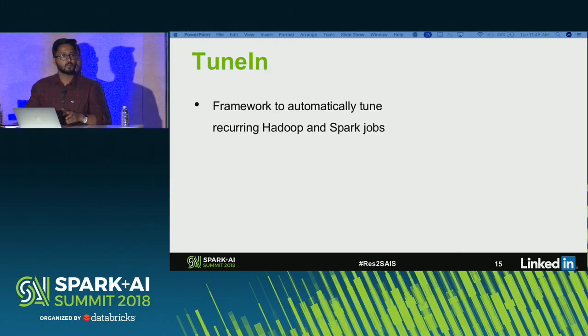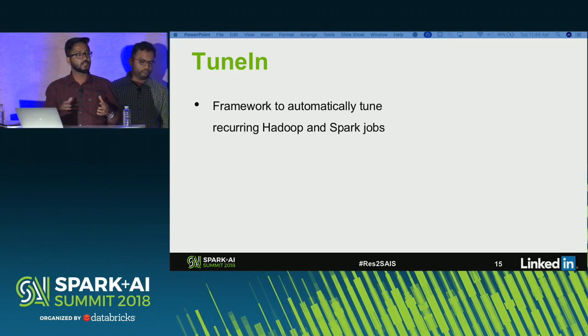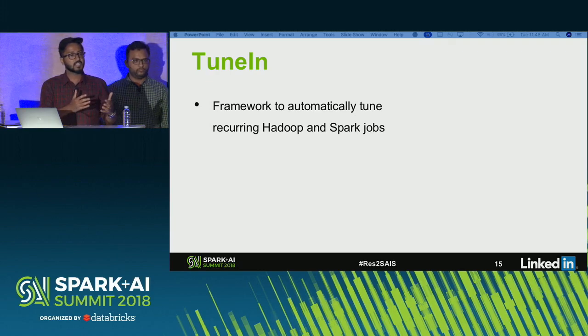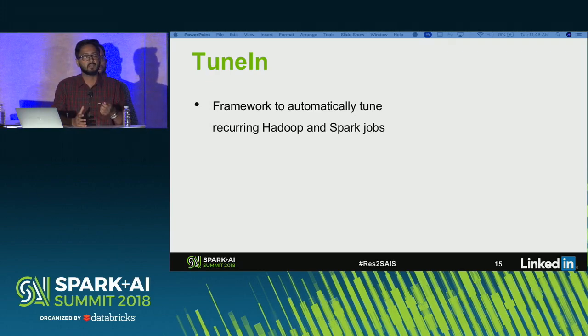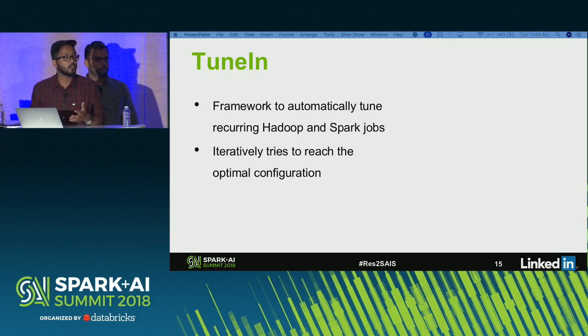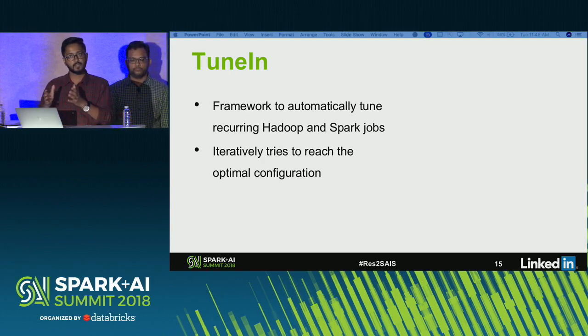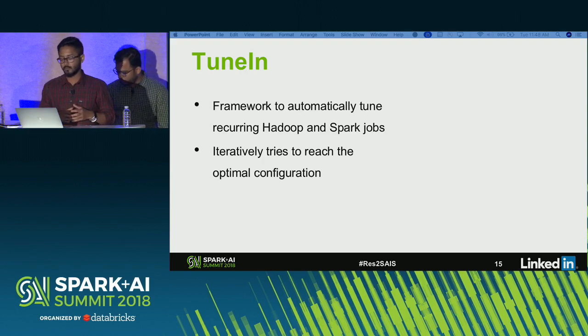I'll talk about TuneIn, which is a framework we developed to automatically tune recurring Hadoop and Spark jobs. Recurring jobs are the ones which are executed in a scheduled fashion. For example, they can be executed hourly, daily, or weekly. I'll go into the algorithmic details of how, in each of the scheduled executions, the framework tries to move the configuration of these jobs towards the optimal value.